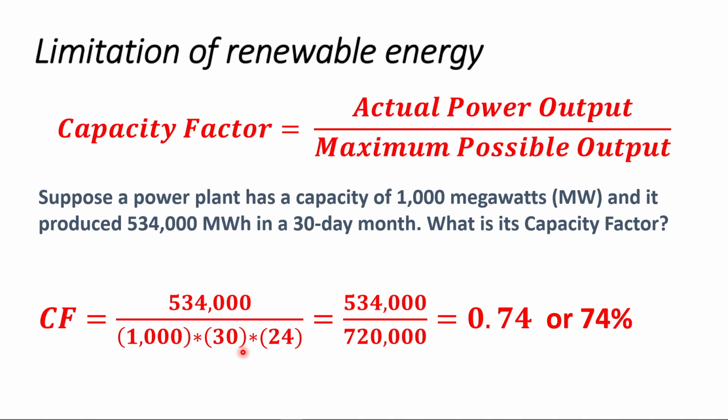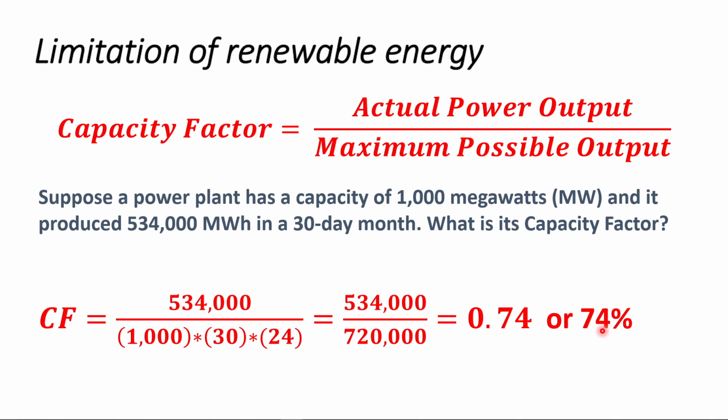Now, I want megawatt hours, so I multiply by how many hours in a day? That is 24. So multiplying across, we get 720,000 in the denominator. So that is the maximum possible output, right? If this power plant was running at full capacity, full potential, 24 hours a day, 30 days in a month. Now, how much power did the power plant actually produce? 534,000 megawatt hours. So we simply divide, we find the ratio 0.74, or we say 74%.